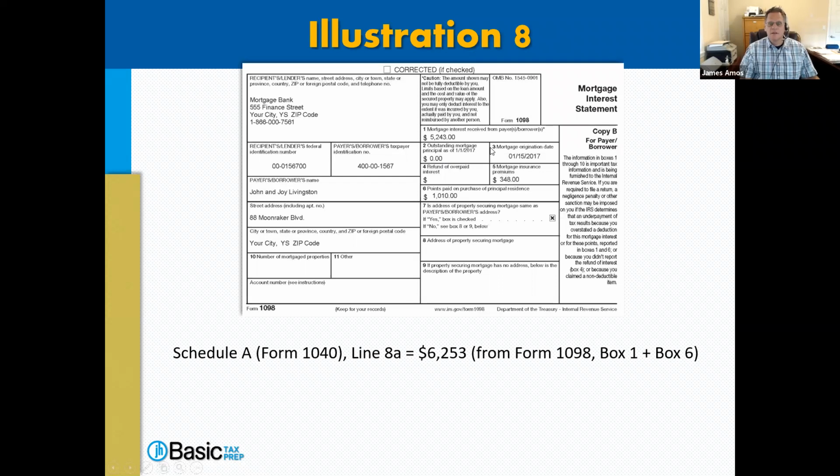That's awesome. More, because what that's supposed to be is how much principal still exists at the end of the year. The mortgage origination date, that's important, so you know where you're at in the mortgage. Mortgage insurance premiums, that would be non-existent now. Points paid on the purchase of principal residence. So how much will this person get to claim on their income tax return as interest?